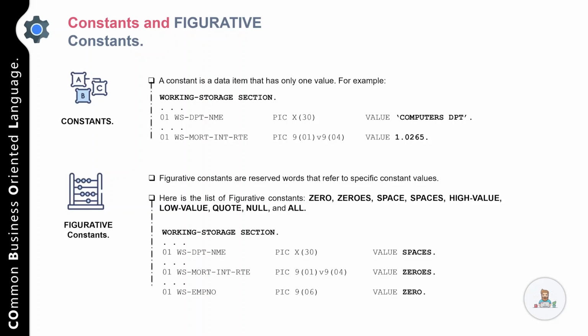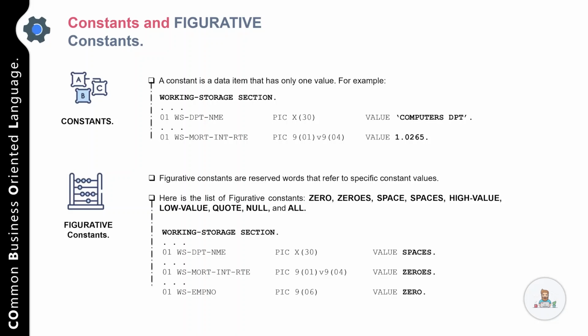In the following example, I've used three different variables that I've defined in the working storage section. These variables I'll be using as temporary variables. I will not be using them as constant variables the way I did in my previous example. In this case, first one is department name, second one is mortgage interest rate, and third one is employee number. The initial value of all these variables is assigned with the help of the value clause and a figurative constant.